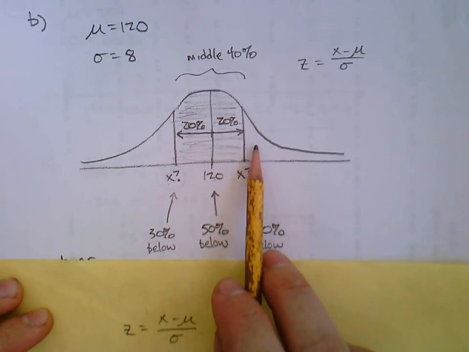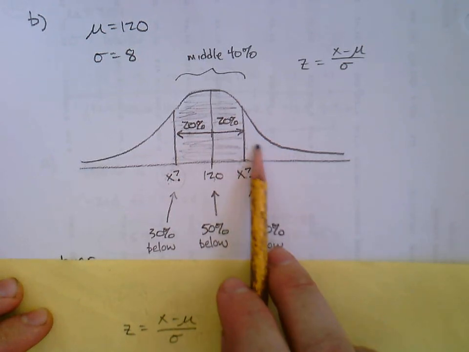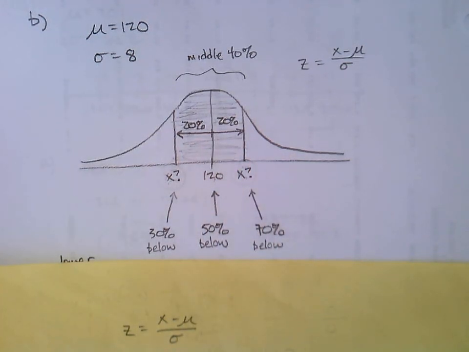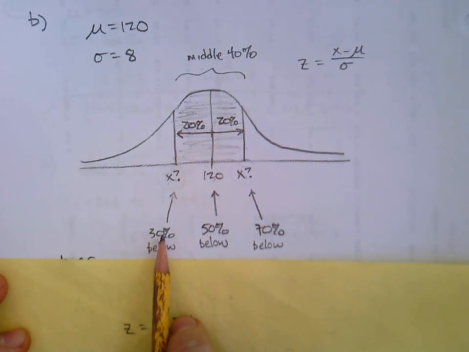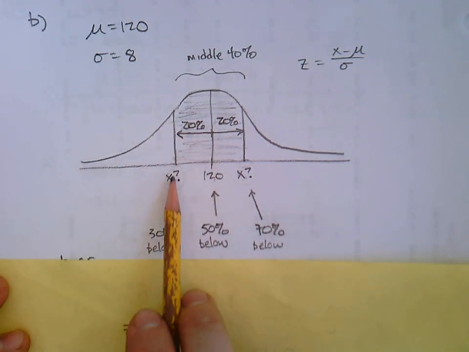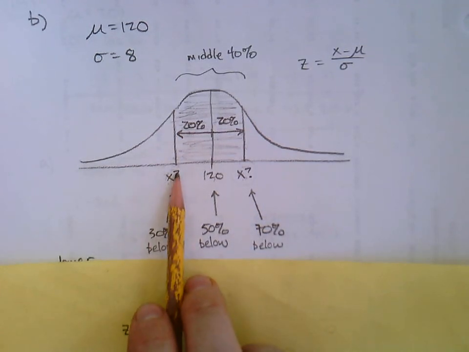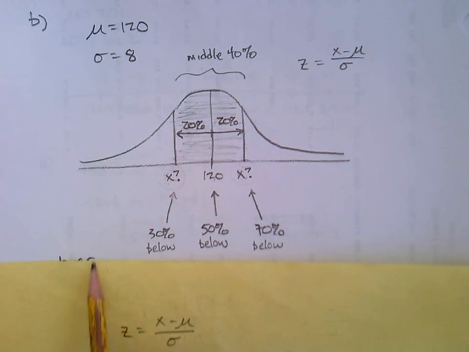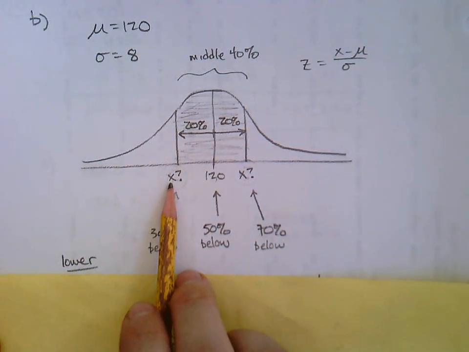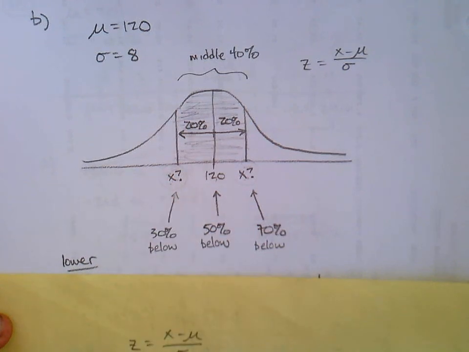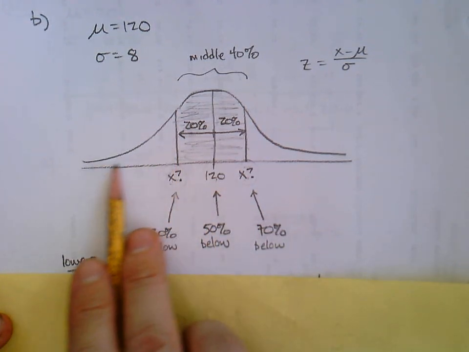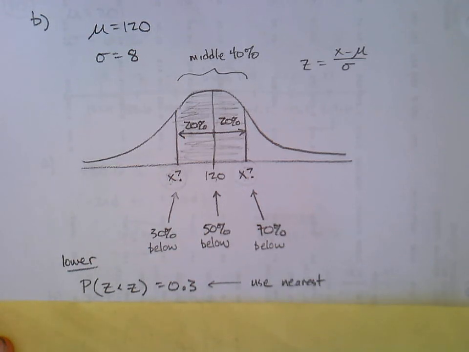We could recognize there's also 30% of the data here in the upper portion, but we don't really care about that. Okay, so recognizing these percentages below, really we want the 30% and the 70% to find the z-scores that go with our x values. So let's start with the lower bound, the lower reading. We know there's 30% of the data less than that. So here's what we're going to do. We're going to set up the probability that z is less than z equals 0.3 for the 30%.